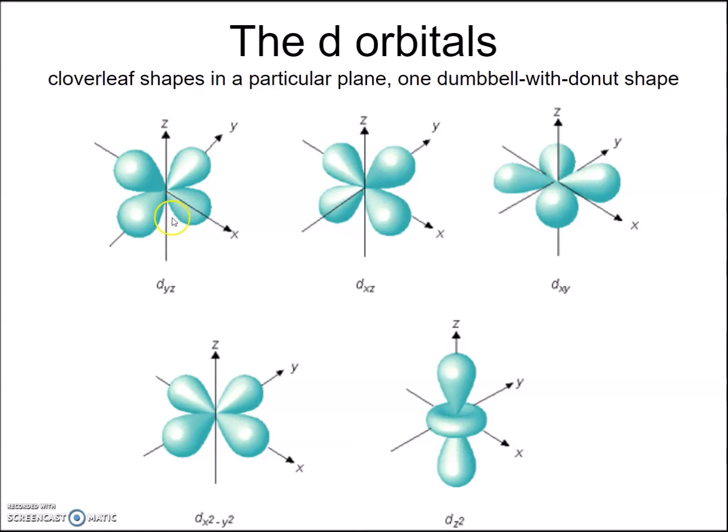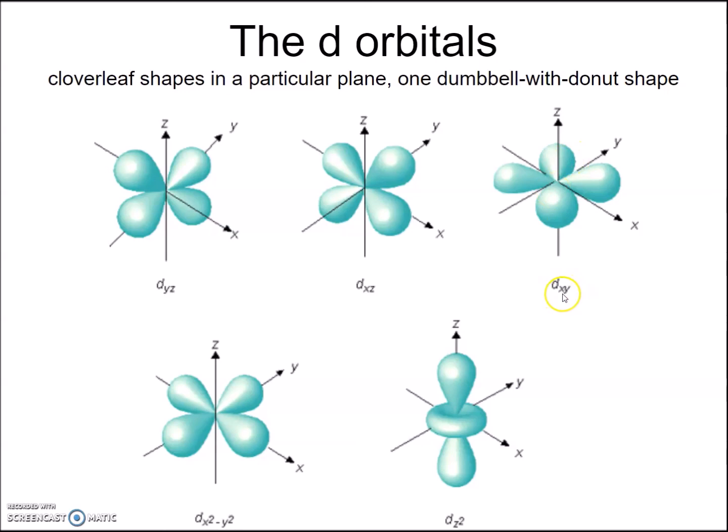So let's look at the top 3. The D subscript YZ orbital is in the YZ plane. So the axis that points in and out of the screen and the axis that points up and down within the screen forms a plane. And in that plane, you can have a cloverleaf shape with 4 lobes. That's the DYZ orbital. The DXZ consists of the x-axis and the z-axis, forming a plane with a cloverleaf shape in that plane.